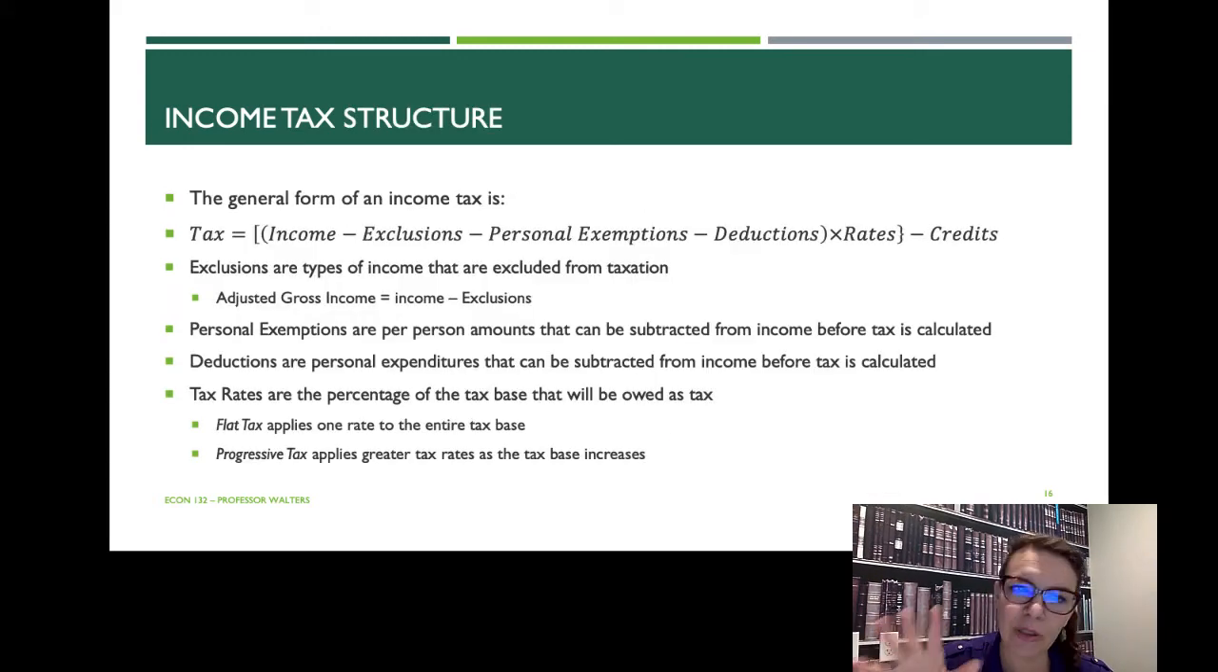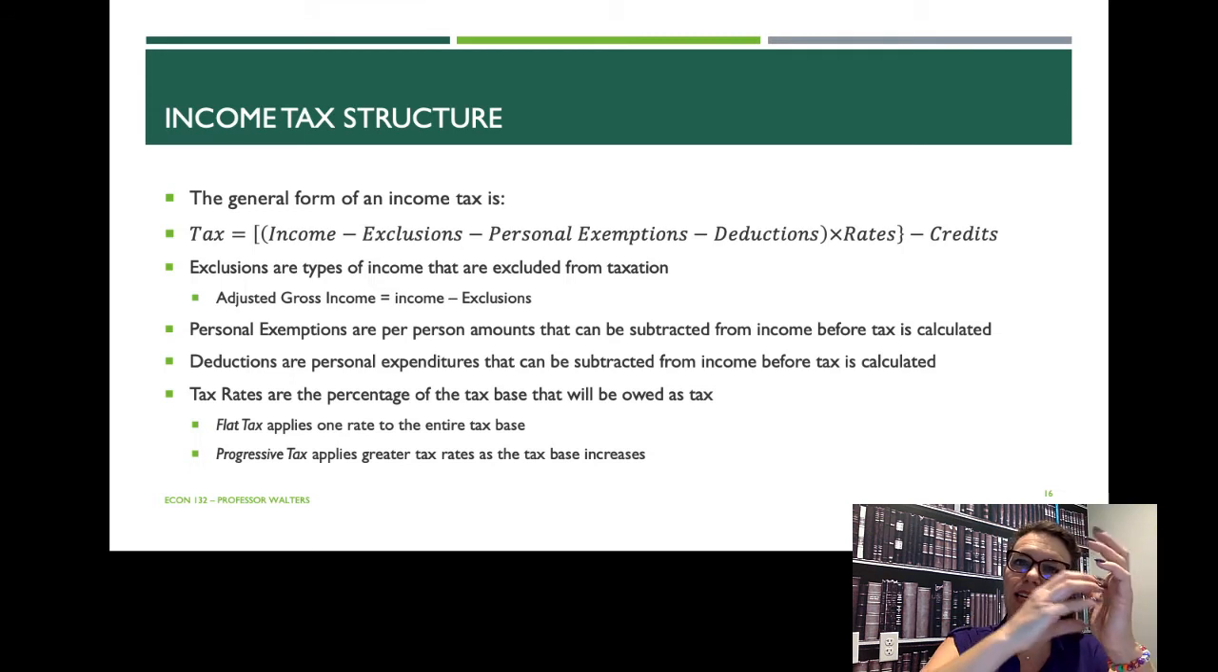The general form for income tax is that you have your income minus exclusions. Exclusions are income that is excluded from taxation. So if you contribute to a 401k retirement fund, that's income that is drawn away before the income is taxed. It's excluded from taxation. Exemptions and deductions are different in that they reduce your tax liability.